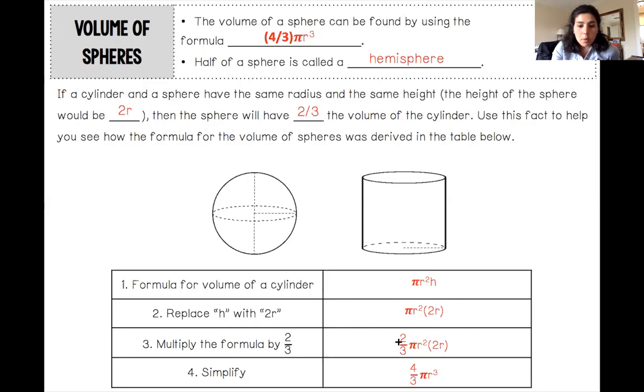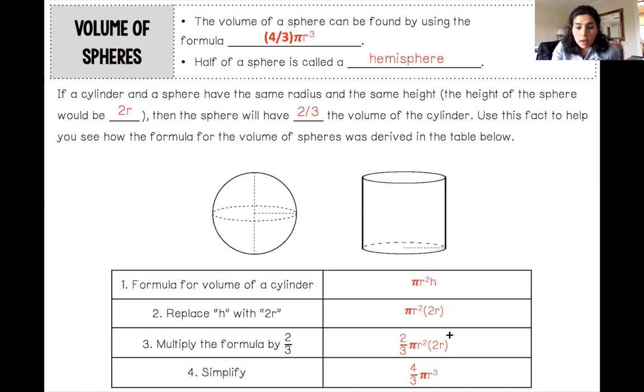Here we're adding in the 2/3, because I just told you that for a sphere and a cylinder that have the same radius, a sphere takes up 2/3 of a cylinder, so not quite the whole thing. So when you multiply 2/3 by 2, 2 times 2 is 4, so it's 4/3, but then you also have to combine these r's.